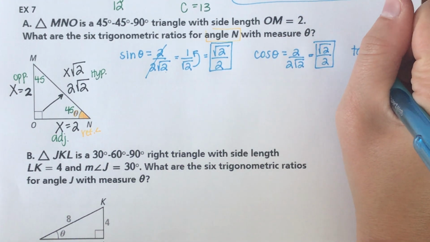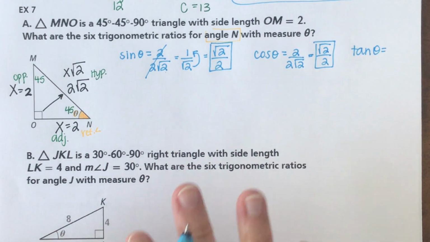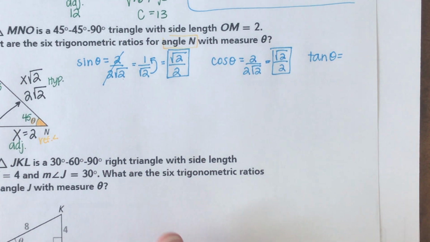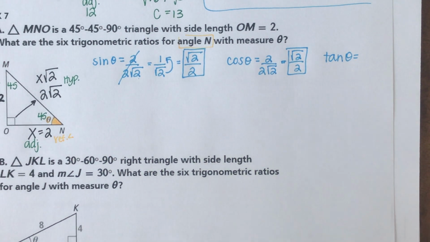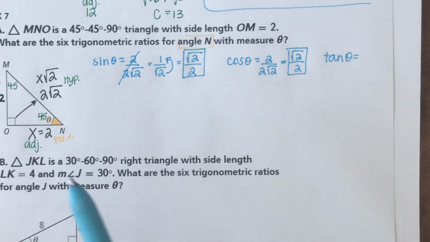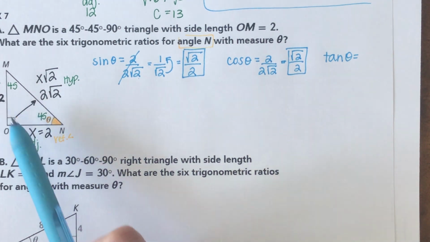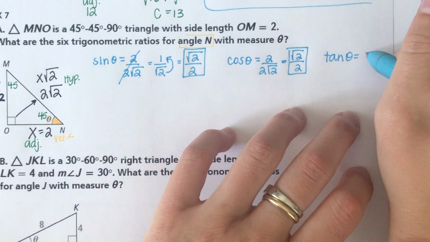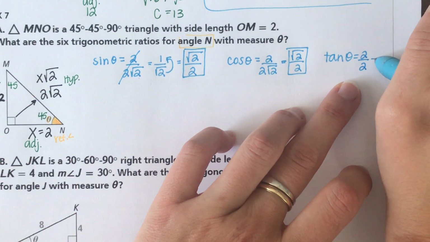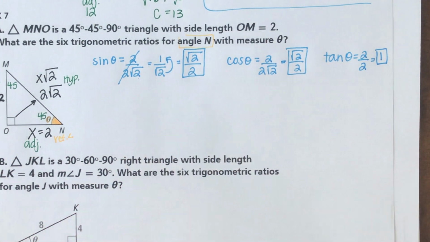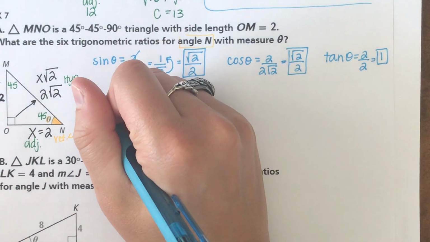All right, last one is the tangent. Tangent is going to be opposite over adjacent. Opposite, 2, and adjacent's 2. So 2 over 2 becomes 1. Okay, now I do the other trig functions that are reciprocals, and all I'm going to do is flip them.